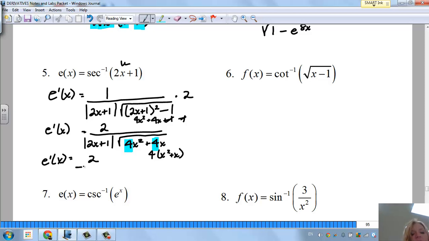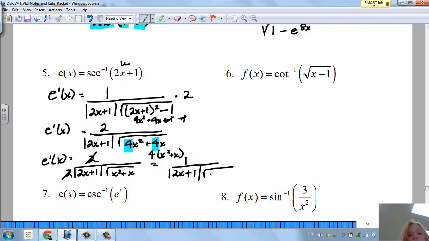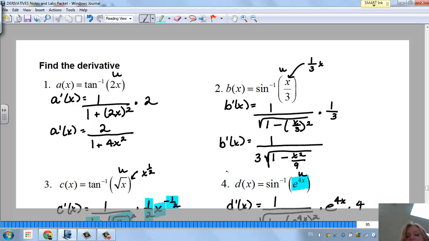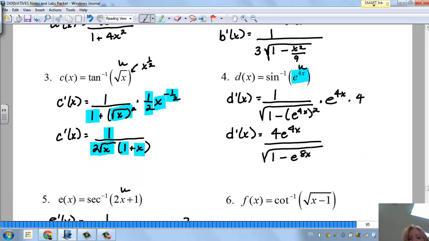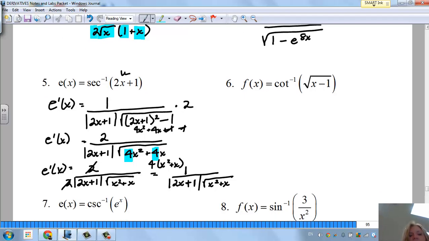So this is what you end up with, 2 over the absolute value of 2x plus 1. And this came out of a 2, so I'm going to put the 2 out front, and I have the square root of x squared plus x. And then the 2's will cancel, so it's a little bit simplified, is 1 over the absolute value of 2x plus 1 times the square root of x squared plus x. And that's as far as you can go on that. So this is our final answer.